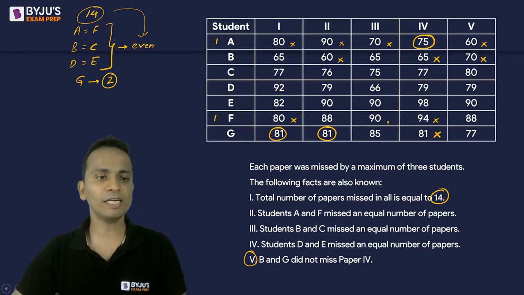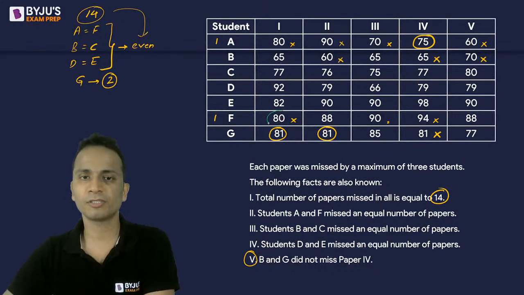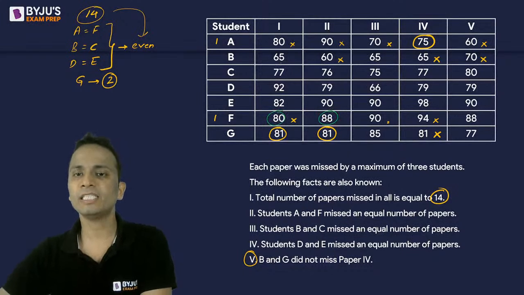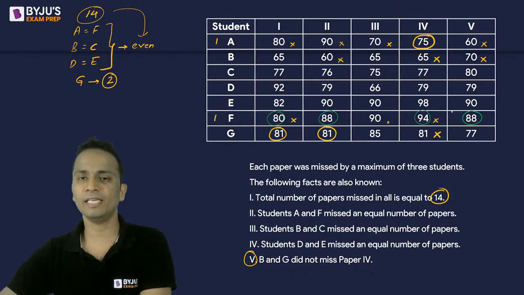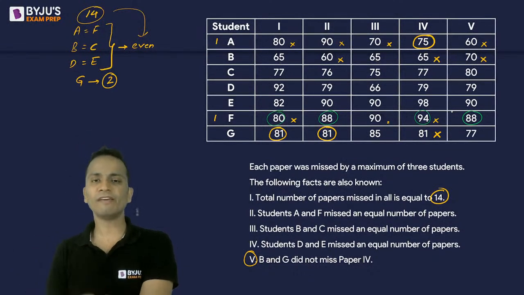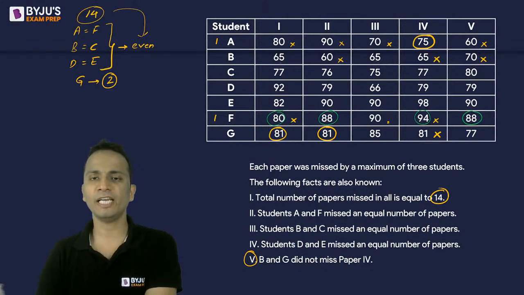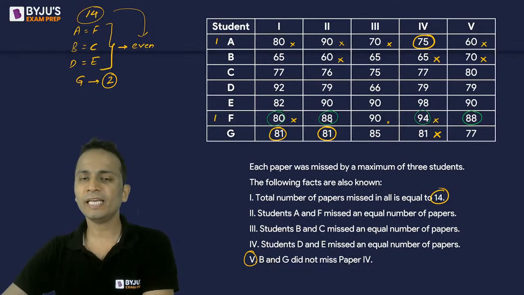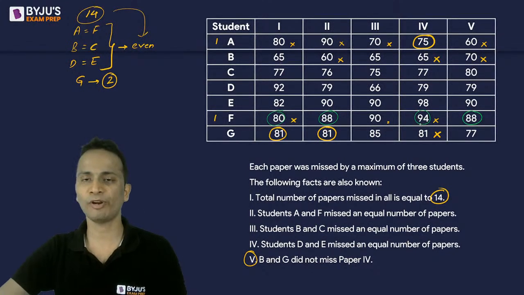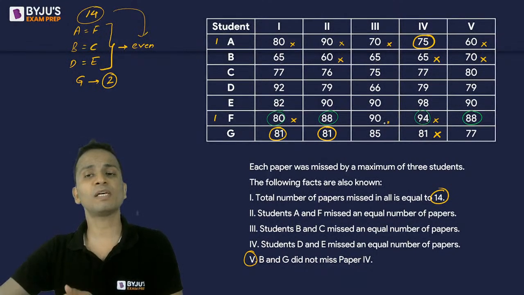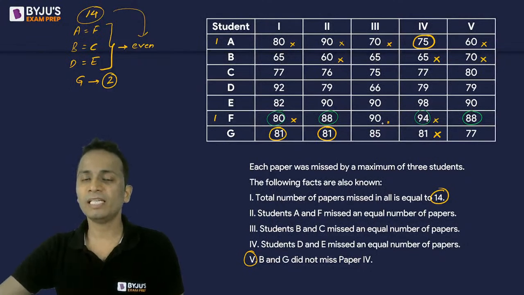So let me calculate the average of these numbers: 80, 88, 94, and 88. Okay, so I'll use the deviation method. I'll assume that the average is 80. So 88 is 8 more than that. 8 and 14 is 22. 22 and 8 is 30. 30 when divided by 4 is 7.5. 7.5 plus 80, 87.5 is not the average.